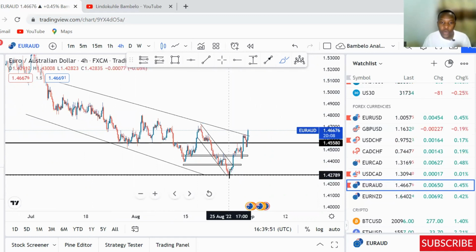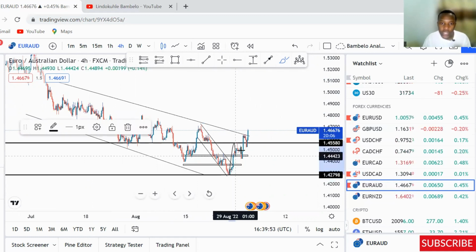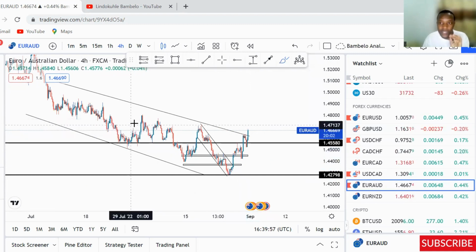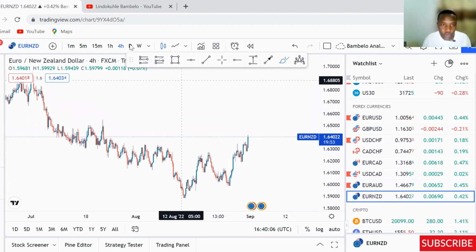And then after it broke out, it started forming higher highs and higher lows, forming another higher high. If you watch the analysis, this is exactly something that I said was most probably going to happen, but I'm going to do a review from the market breakdown.